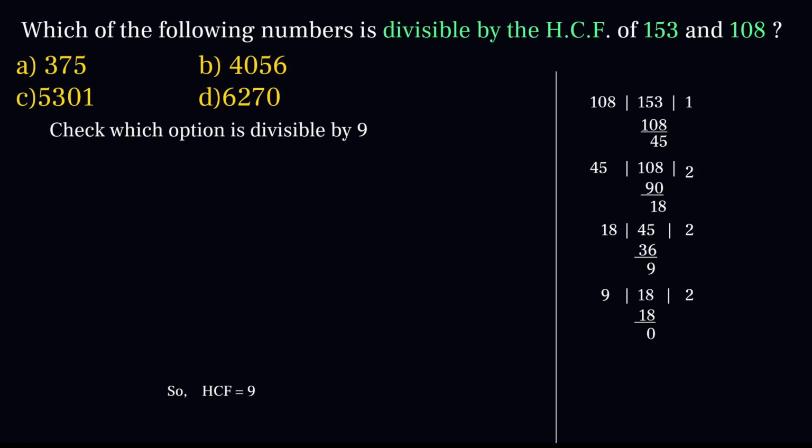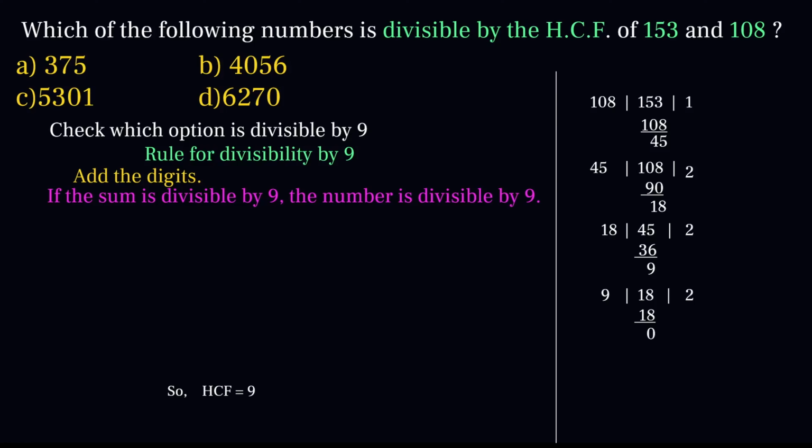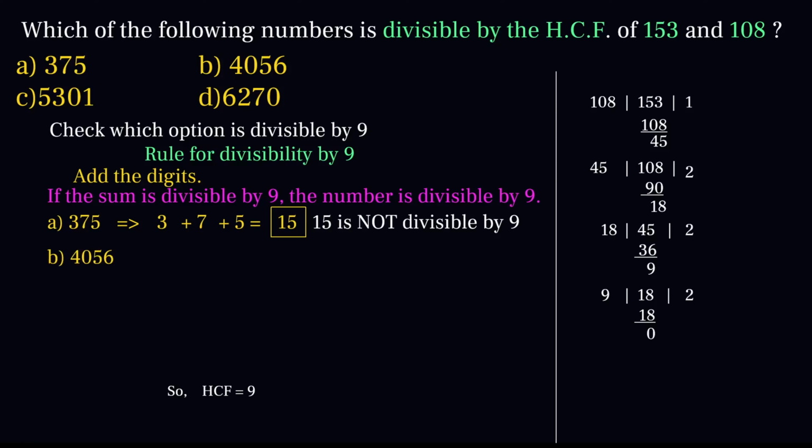Now we need to check which option is divisible by 9. Is it option A, option B, option C, or option D? Now the rule for divisibility by 9 is that we need to add the digits. If the sum is divisible by 9, then the number is divisible by 9. So let's try option A. We have 3, 7, and 5. If you add those digits, that will give me 15. So 15 is not divisible by 9. What about option B? If I add those digits, I will get 15, which is not the case.